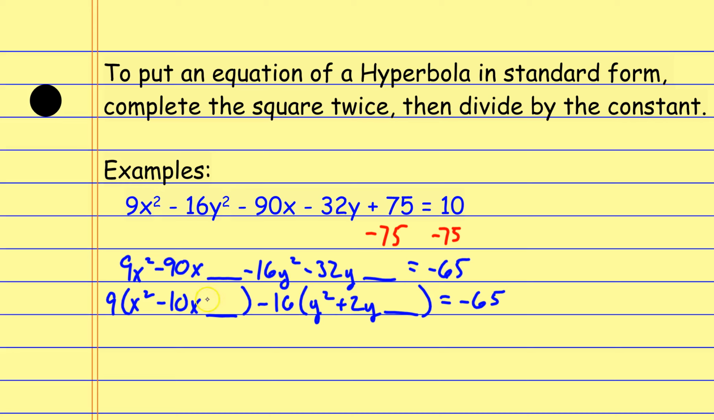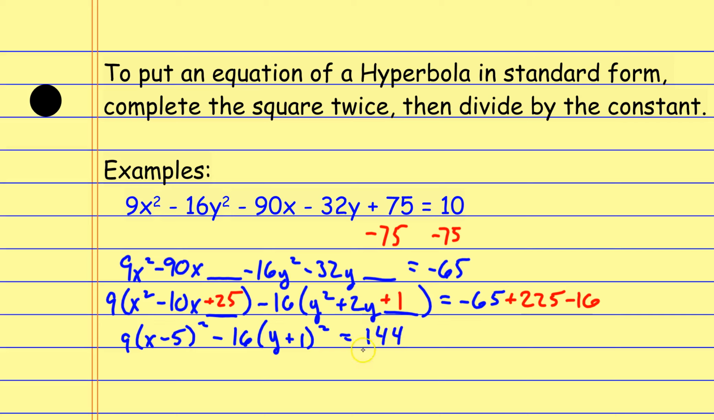Then I do b divided by 2 and square it, that's a plus 25. Over here, b divided by 2 and square it, that's a plus 1. But now I didn't just add a 25 to that side, I added a 25 times 9, which is actually a 225. And then here the 1 is actually a 1 times a -16, which is a -16. And now I can simplify all this stuff. That's a 9, that's an x minus 5 squared. Minus 16 times y plus 1 squared equals 144 when I add it all up.